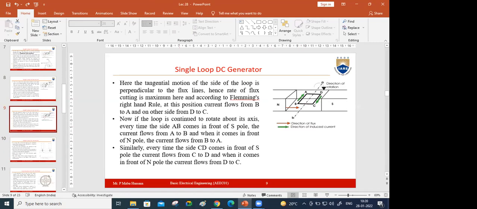Again, we will discuss in the afternoon session. It is already time up, 10:20 is there. In the afternoon session we are having the lab, and in the lab also I am going to take the class only. There I will discuss again this single loop generator, how the EMF will be induced in these AB and CD conductors, while it is rotating from vertical position to horizontal position, then horizontal position to vertical position, like that, in one single rotation.